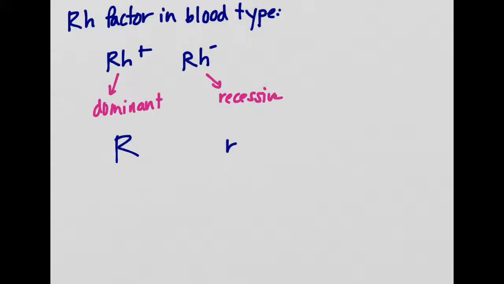So let's try out a practice problem here. Let's say a woman who is blood type AB negative marries a man with type O positive blood. And the man's mother had a blood type that was A negative. So let's talk through the genotypes first.